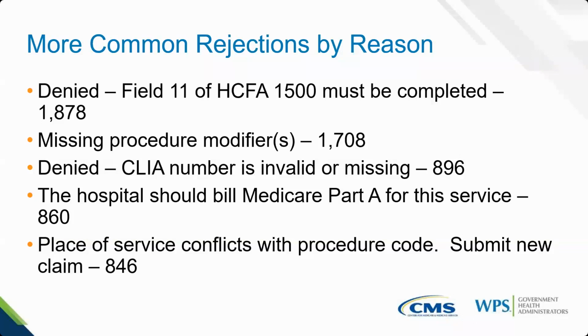The next one: the hospital should bill Medicare Part A for this service. That one's self-explanatory. There were 860 rejections for family practice providers because the claim should have been submitted by the hospital. The last of the common rejection reasons that I've listed here is that the place of service conflicts with the procedure code. You need to submit a new claim. What that means is that for the CPT or HCPCS code reported on the claim, the place of service isn't one that's eligible for that code.